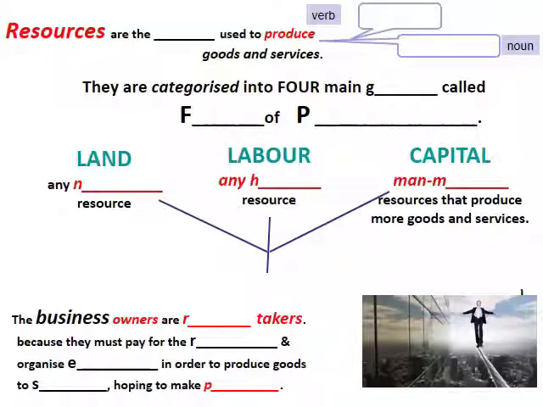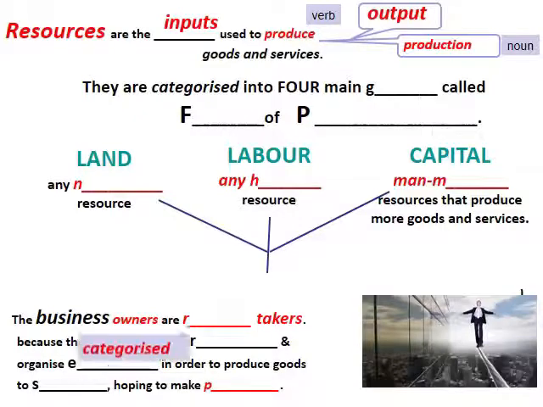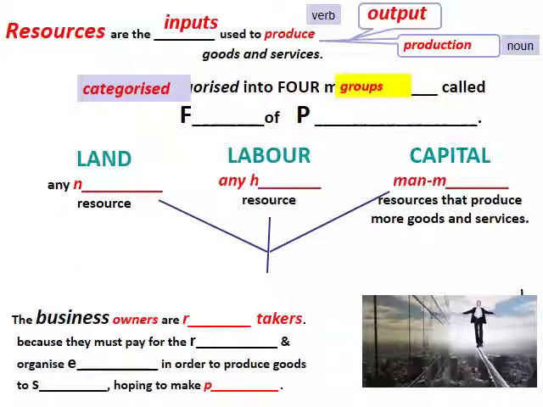Now, resources are the inputs. Inputs go into producing an output. Inputs produce output. So another word we could use is production. It's a term we tend to use more in macroeconomics when we do the second half of the course. So production, output, goods and services. So resources are the inputs that produce goods and services. Now they're categorized in 4 main groups called the factors of production.